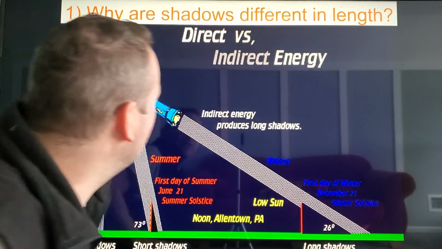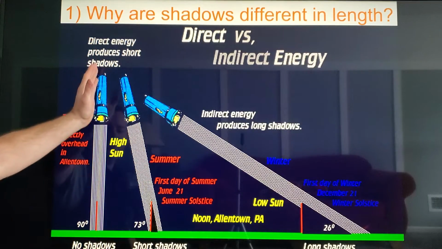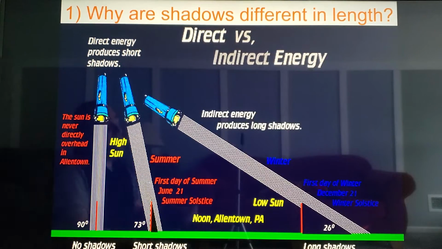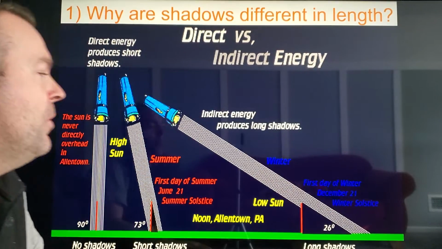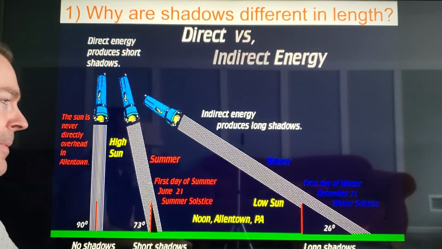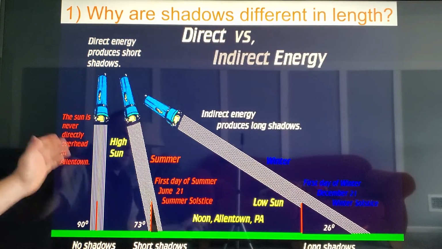All right, and here it is. Why are shadows different in length? Well, that depends on the angle that the light hits it. So if you're directly overhead, technically you have no shadow, right? If the sun is directly over your head, which in Elmont it won't be, but if it were, you would have no shadow cast in either direction. And that would happen, of course, at solar noon in the location where the sun is directly overhead.